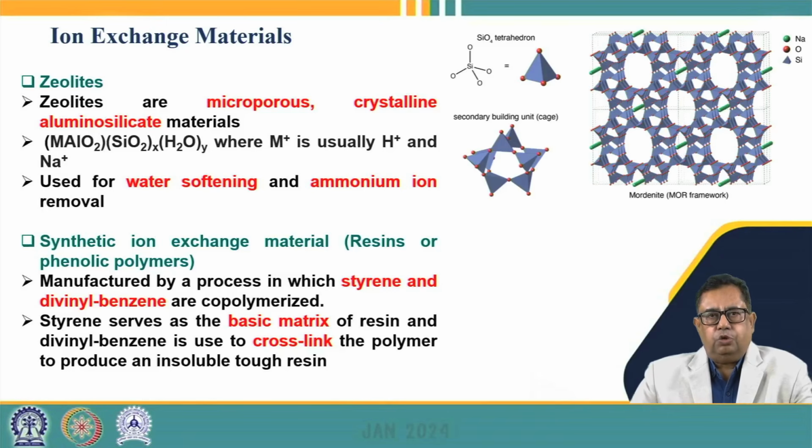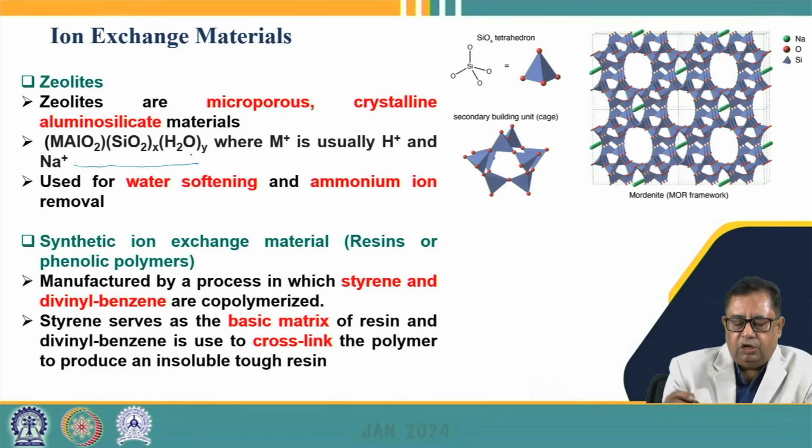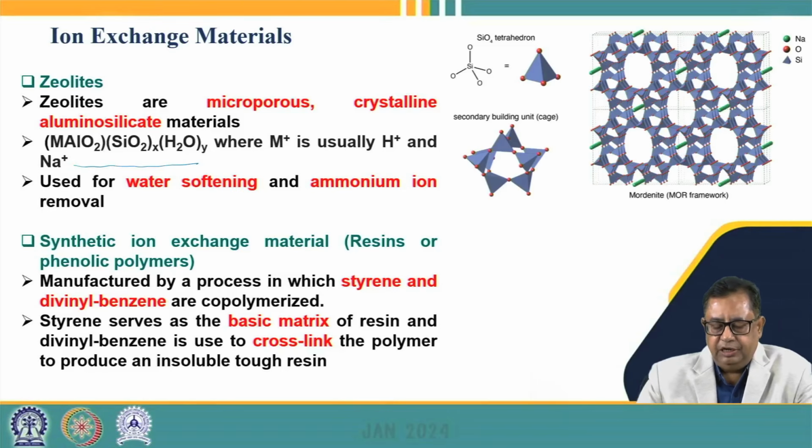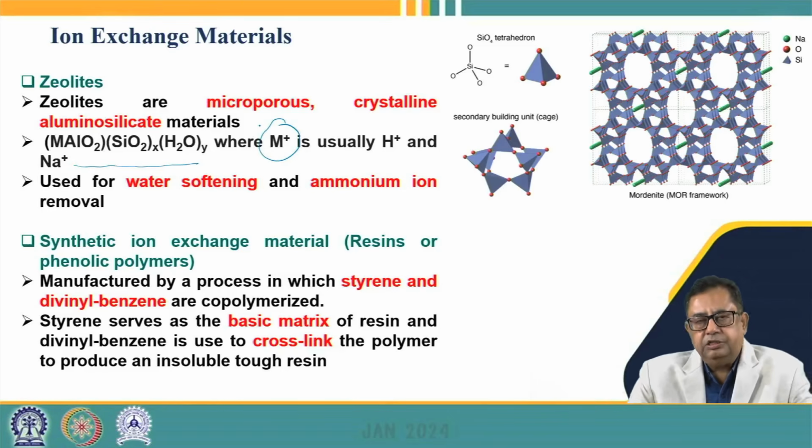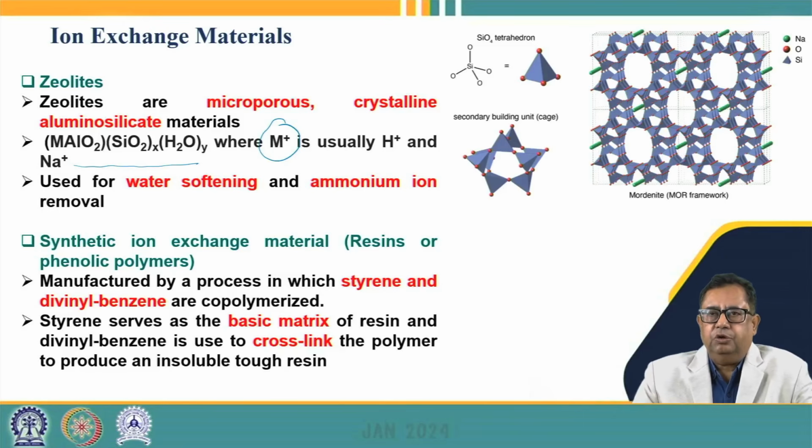Let us also talk about the ion exchange materials. We can have naturally occurring materials which can act as ion exchange material, and similarly we can also have synthetic ion exchange materials. Naturally occurring materials are mostly minerals known as zeolites. They are highly microporous crystalline aluminosilicate materials. The zeolite has a general formula of aluminate and silicate, where the M is mainly H plus ions or sodium ions.